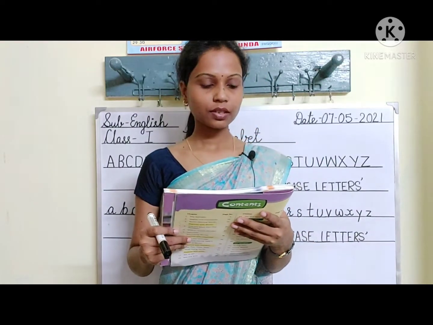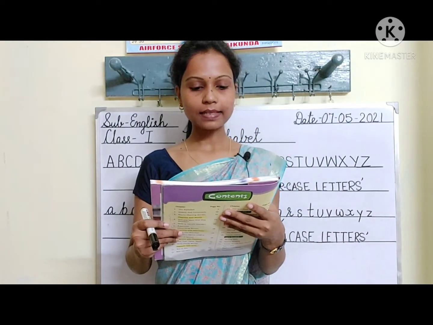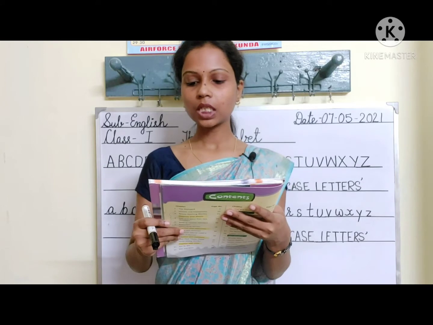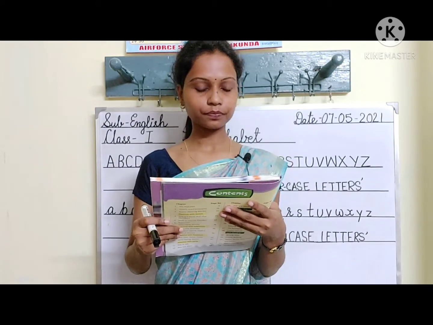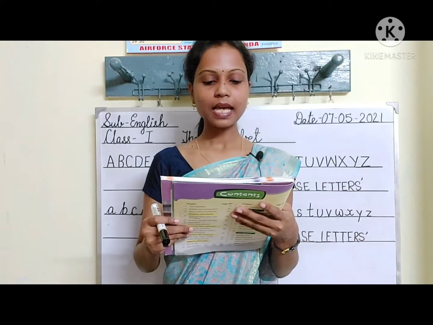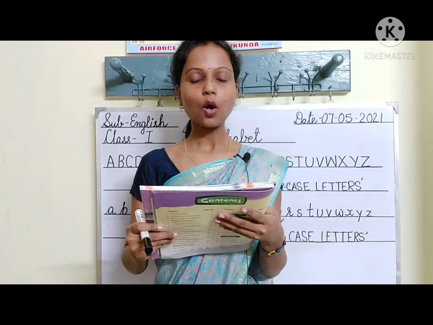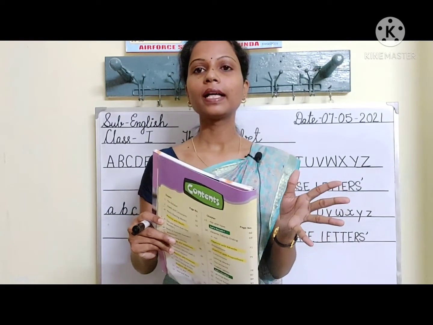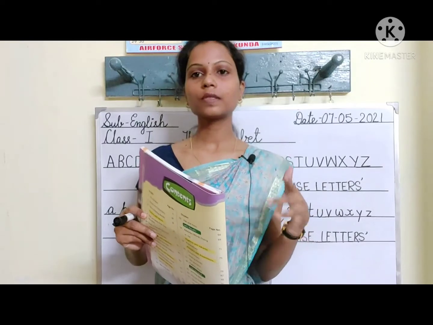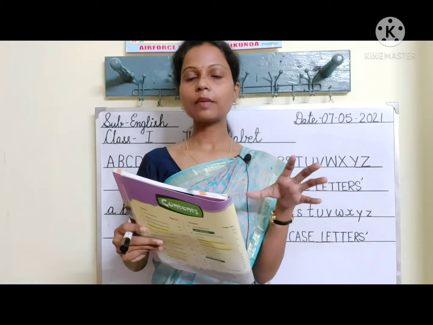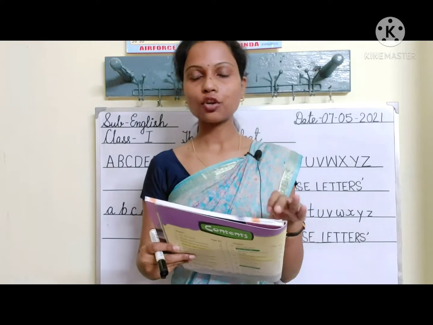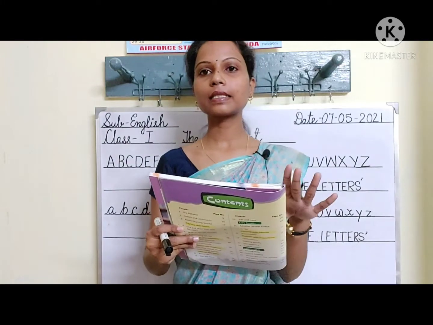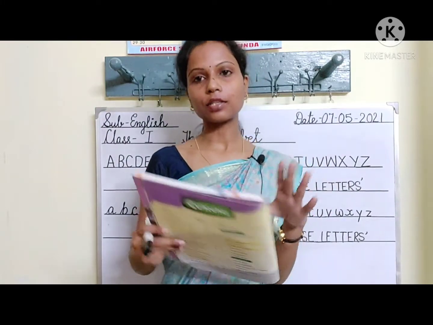The alphabet. Every language has its own set of letters which are kept in a certain order. The English alphabet has 26 letters. It is given here that in every language there is a set of letters, like in Hindi, you study ka, kha, ga, gha. Same as in English, there is a set of letters. In the English alphabet, how many letters are there? There are 26 letters.